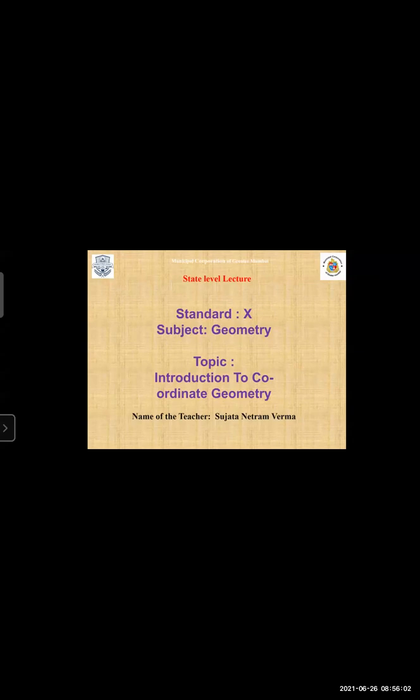So this topic is very important in your 10th standard. This chapter carries 6 to 7 marks in your board examination. So first we discuss the introduction, how we find the coordinates, how we draw the coordinates on the graph paper. All this we discuss in today's lecture. So let's start the introduction to coordinate geometry.